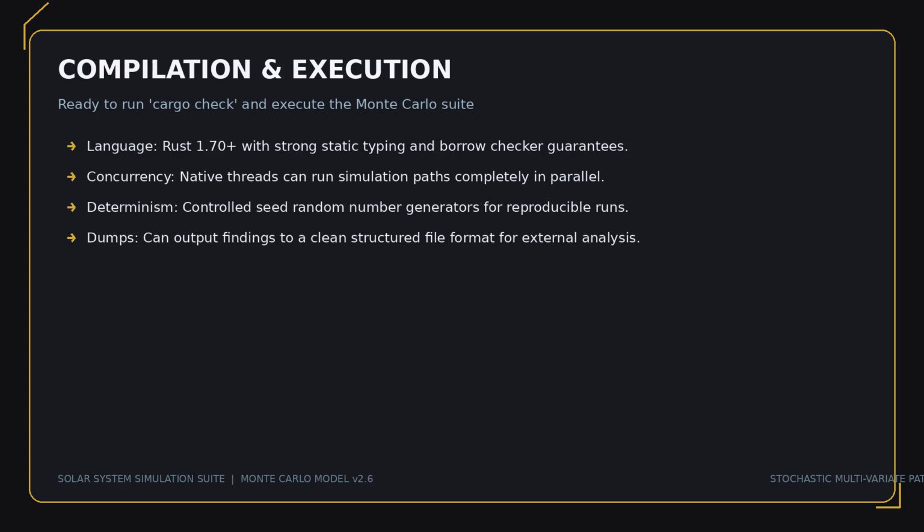Compiling this simulation in Rust yields a high-performance optimization engine capable of processing millions of stochastic paths in seconds. Now that we've traversed our core algorithms, we're ready to compile the model, run tests, and examine the decadal recommendations generated by the code.